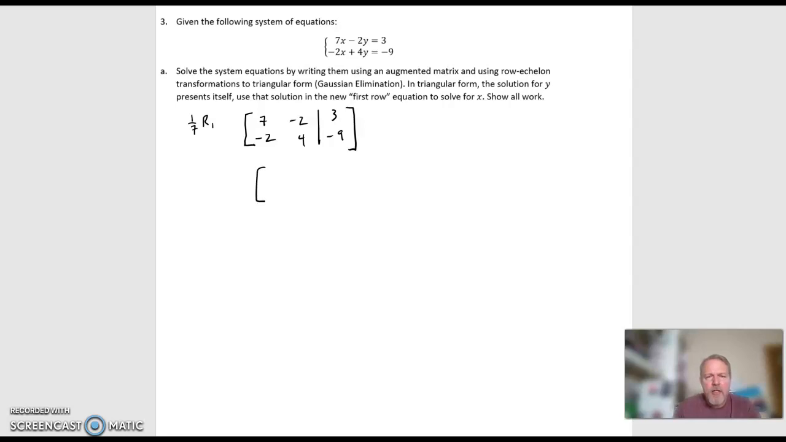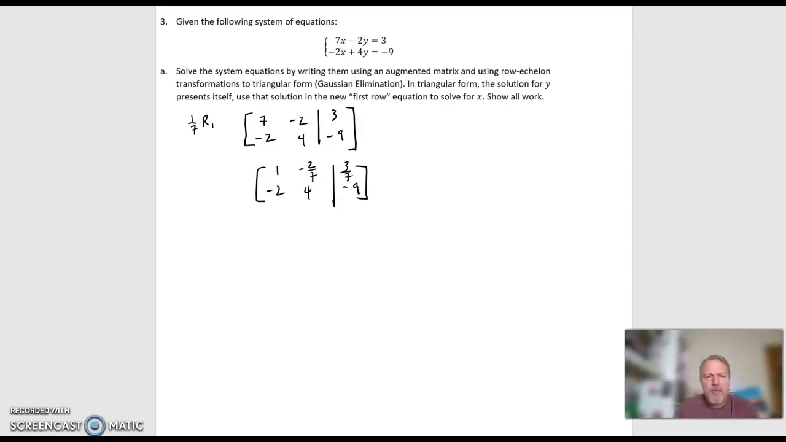So row 2 doesn't change. I'll just rewrite row 2: -2, 4, -9. Row 1 is the only thing that changes right now. 1/7 times 7 is 1. 1/7 times -2 is -2/7. And 1/7 times 3 is +3/7. So it's easy enough.